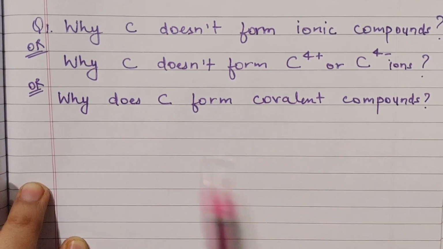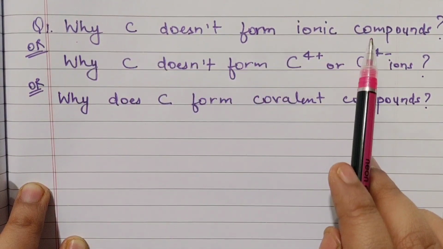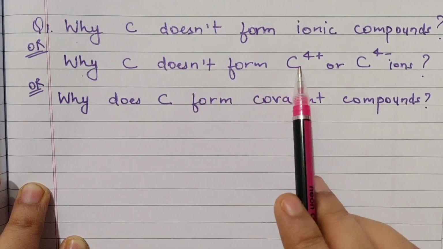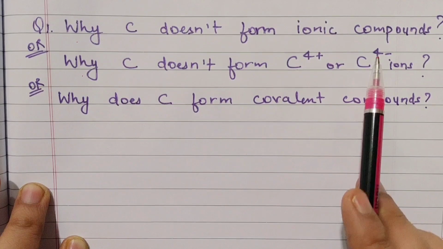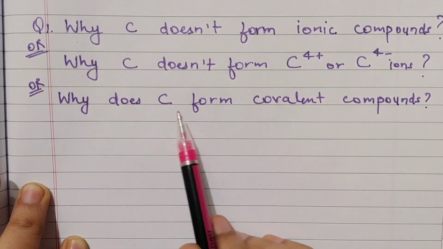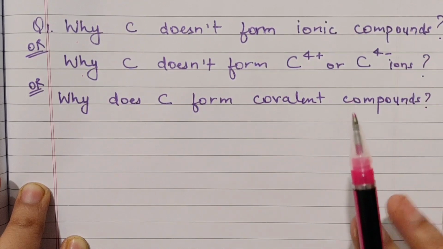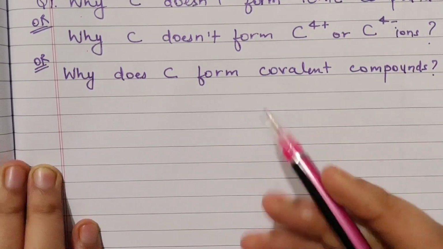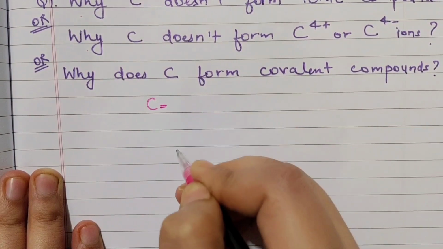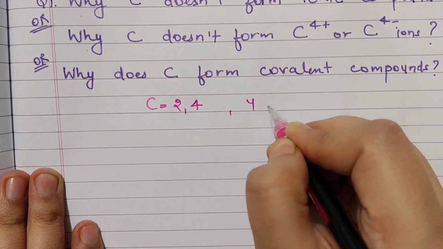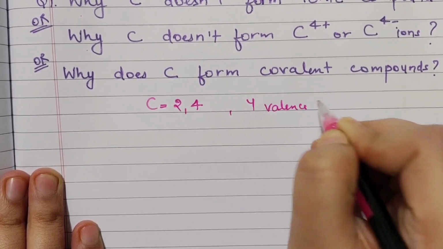The first question is, why carbon doesn't form ionic compounds? Or another way to say the same thing is, why carbon does not form C+4 ion or C-4 ion? Or why does carbon form covalent compounds? 3 questions, 1 answer. So, carbon we know has atomic number 6. So, its electronic configuration becomes 2,4. That means it has 4 valence electrons.